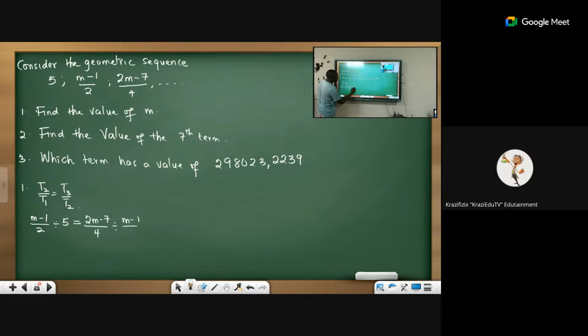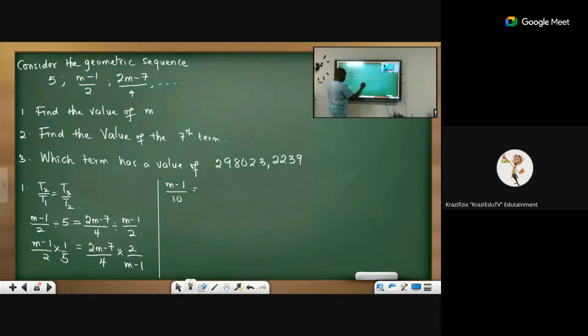Be very meticulous about this. What do you do now? You flip that. What would this be? 2m minus 7 over 4 times 2 over m minus 1. Okay, what would this then give us? M minus 1 over 10, because you're multiplying numerator and numerator, denominator and denominator.